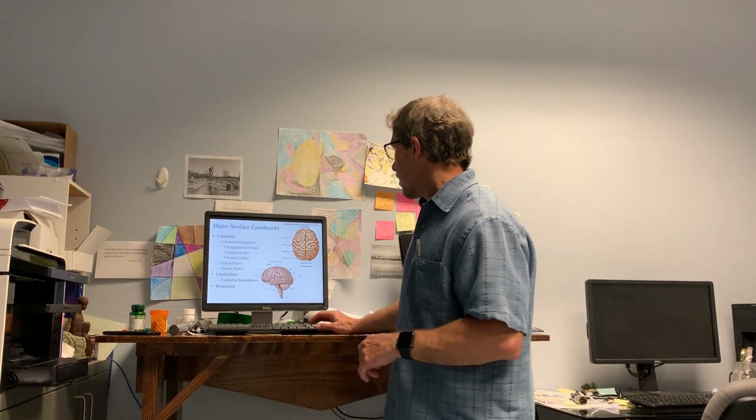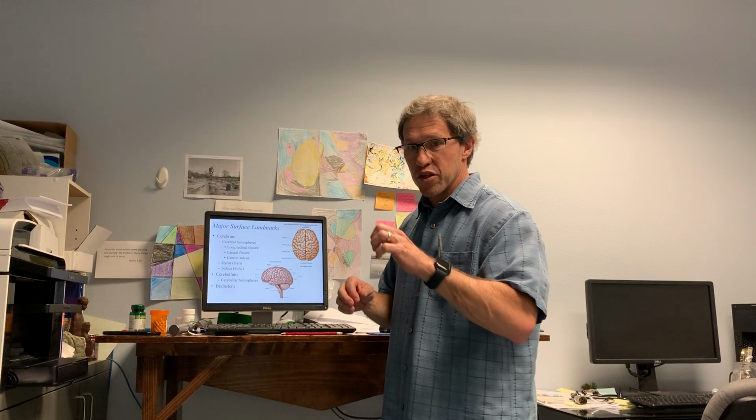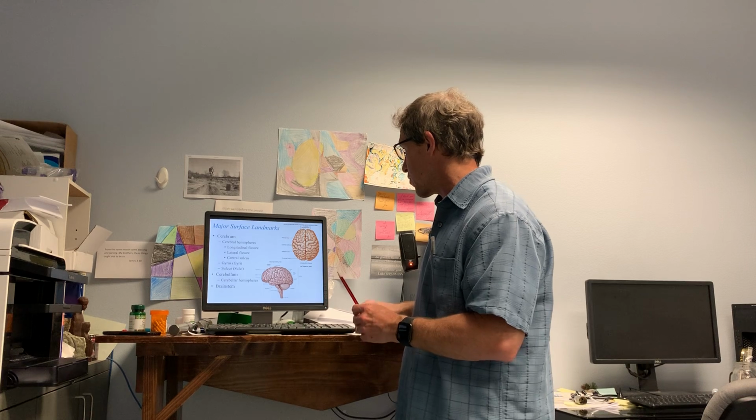Okay. So our major surface landmarks, just to be clear, when you look at a brain like this, the little ridges, the parts that poke up, are called gyri, okay? Gyrus is singular, gyri is plural. And then the little spaces in between are sulci, sulcus singular, sulci plural.